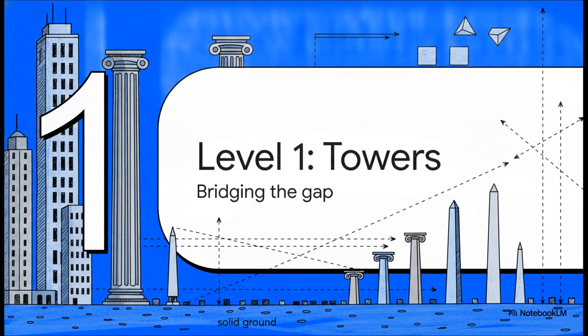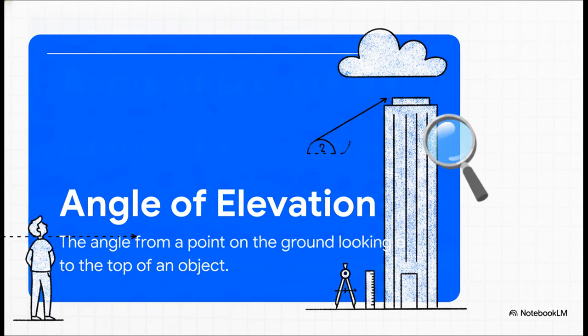Okay, let's kick things off with Level 1, Towers and Columns. To crack these first 2 puzzles and map out rigid vertical structures like towers, we need a highly specific conceptual tool, the angle of elevation. Imagine you're looking straight out at the horizon. That flat line, that is your horizontal plane. Now imagine you have to tilt your head up to see the top of a tall building.